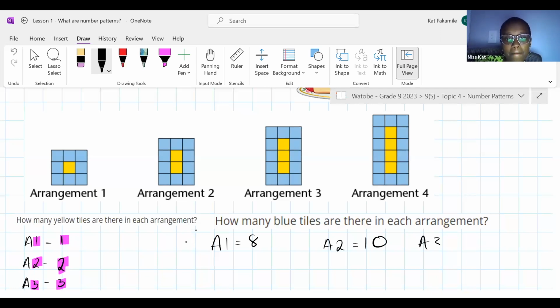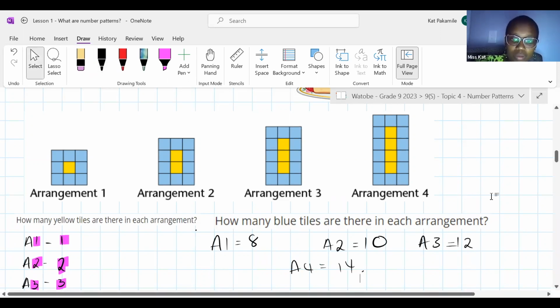Arrangement 3, there are 12. And in arrangement 4, there are 14. Beautiful. How do we get from one term to the next?